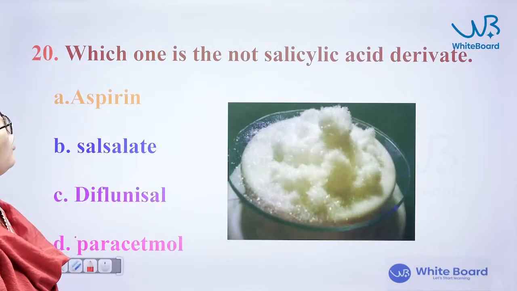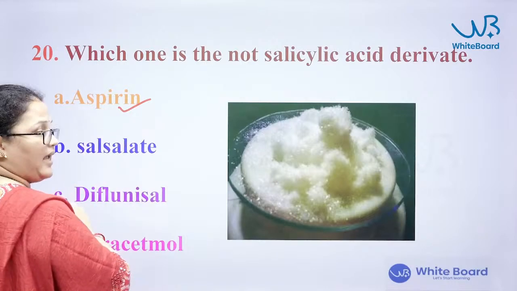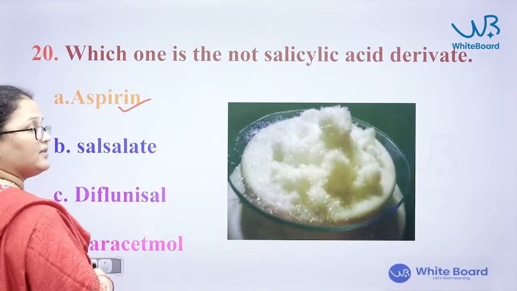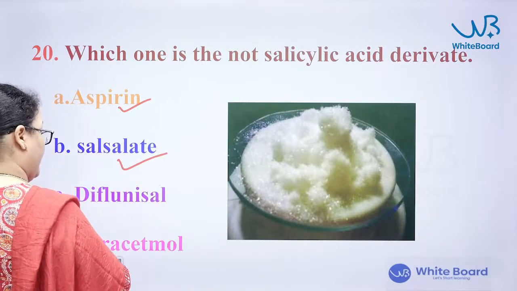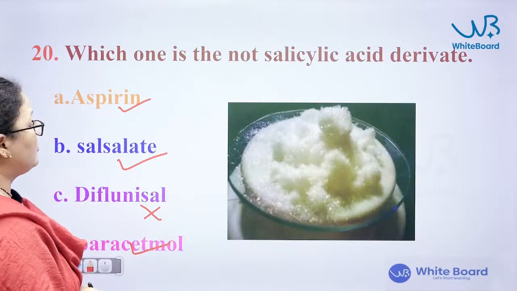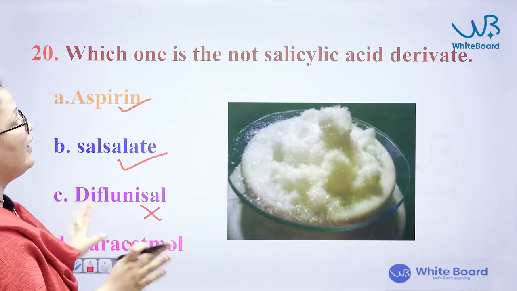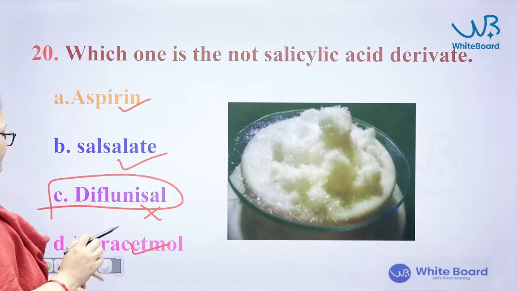Next, which one is not a salicylic acid derivative? Okay. So, out of these four, aspirin is salicylic acid derivative, the other name is acetyl salicylic acid. Salicylate, it contains diflunisal, no. Paracetamol also it will have. Okay. So, the correct answer which will not contain the salicylic acid derivative is the option C.